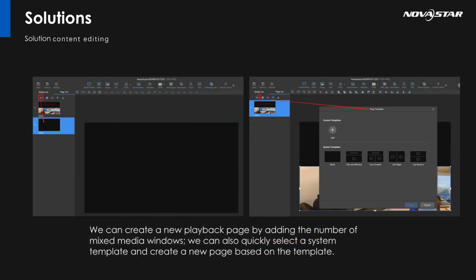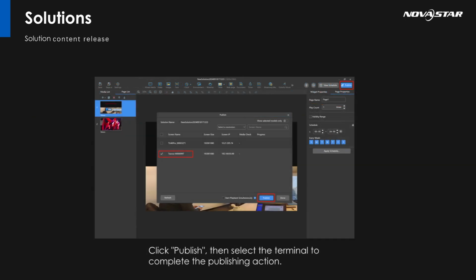Then in the page list, we can create more than one page to have more contents. Also, in the software, there are some templates to create new pages quickly. After making a new solution, we can publish it. Click Publish, then select the device. After the process, the solution will be played normally.